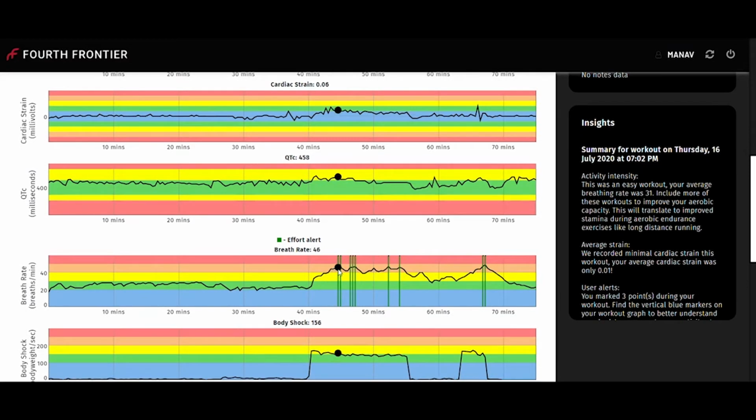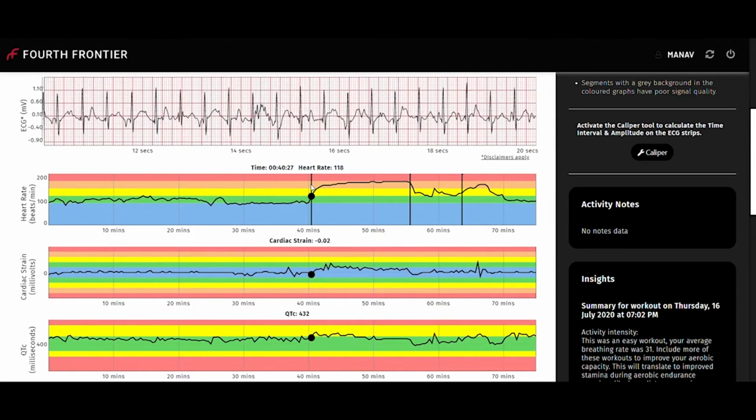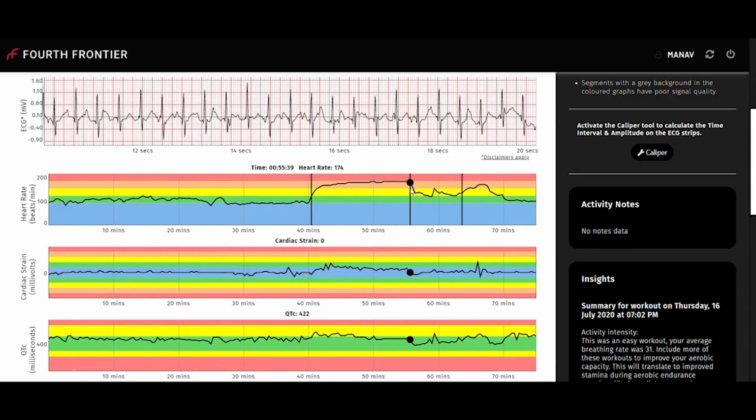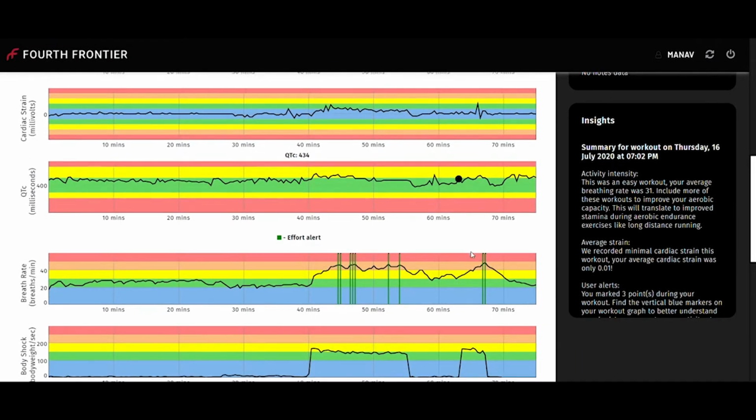And I also got buzzed a few times for exceeding my effort threshold, which was set at 45 breaths a minute. And these green lines are the points where I got a single buzz on the Frontier X. The black lines are the points where I put event markers with a single press to indicate the beginning of my run, the end of my run, and the beginning of the second leg on the road.